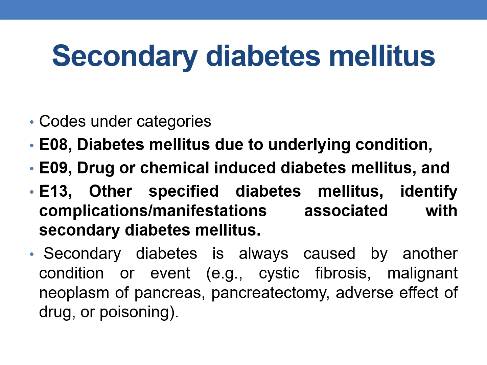Now coming to secondary diabetes mellitus. Codes under the category E08, E09 and E13 can be considered under secondary diabetes mellitus. E08 mainly deals with diabetes mellitus due to underlying condition, and E09 is nothing but drug or chemical induced diabetes mellitus. E13 is other specified diabetes mellitus. Identify complications and manifestations associated with the secondary diabetes mellitus. Secondary diabetes mellitus is always caused by another condition or event. Example: cystic fibrosis, malignant neoplasm of pancreas, pancreatectomy, adverse effect of drug or poisoning.